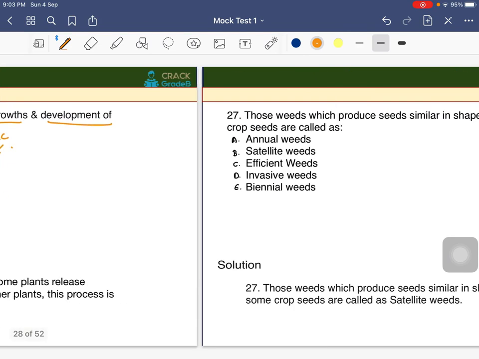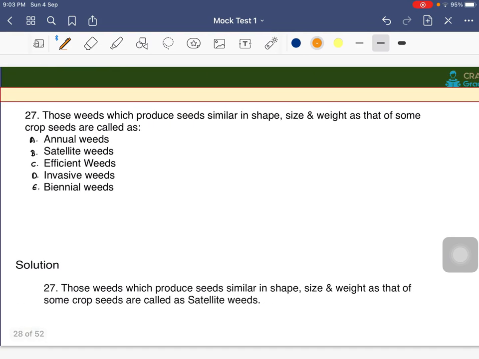Those weeds which produce seeds similar in shape, size and weight to those of some crops are called annual weeds, satellite weeds, efficient weeds, invasive weeds, or biennial weeds? Okay, the answer will be satellite weeds, which are very similar in shape, size and weight. Therefore, with respect to the crop mix, we cannot separate them due to these characteristics, and they are called satellite type weeds.